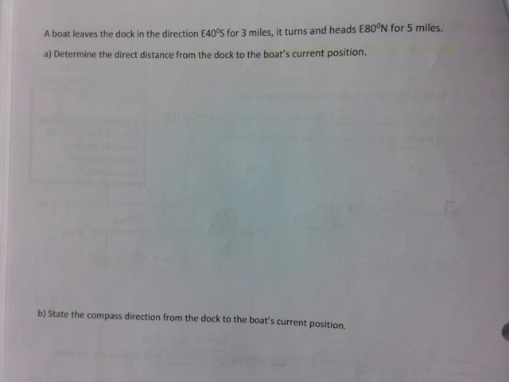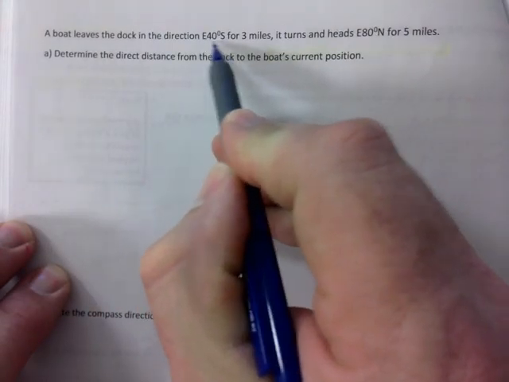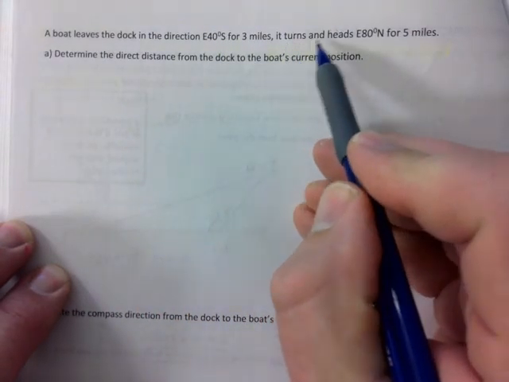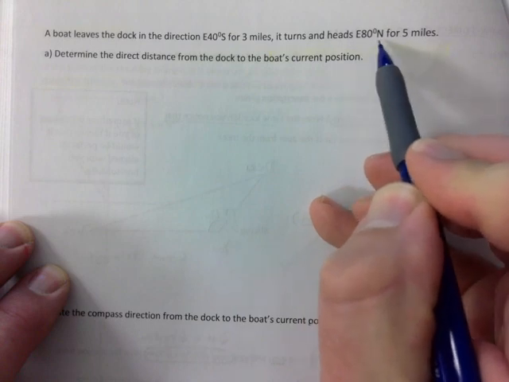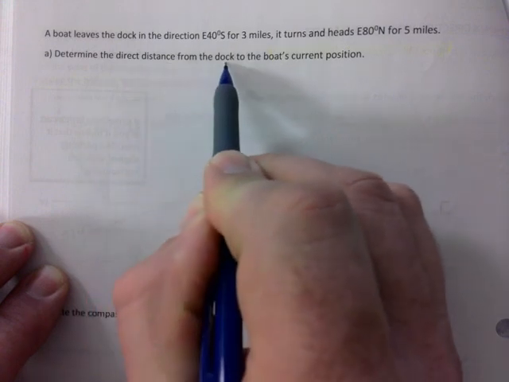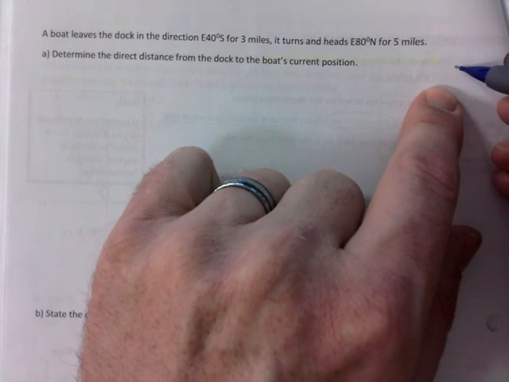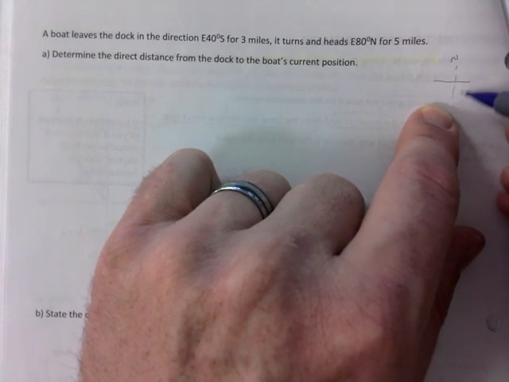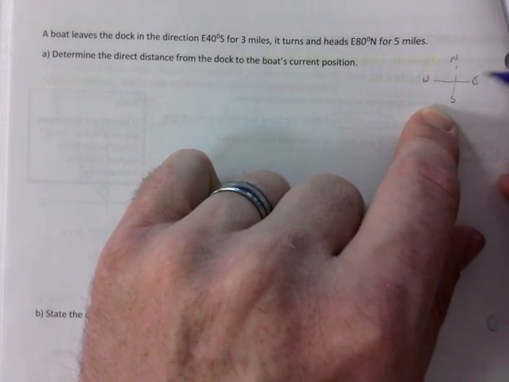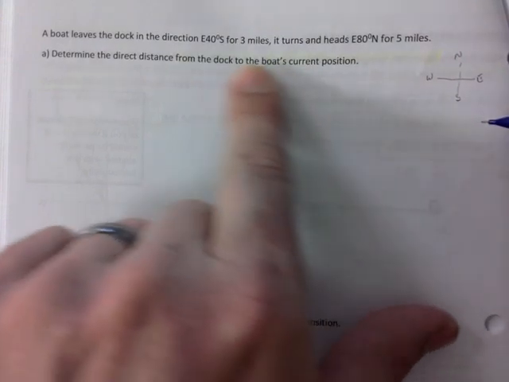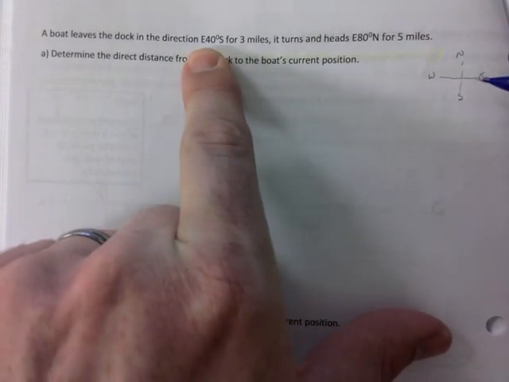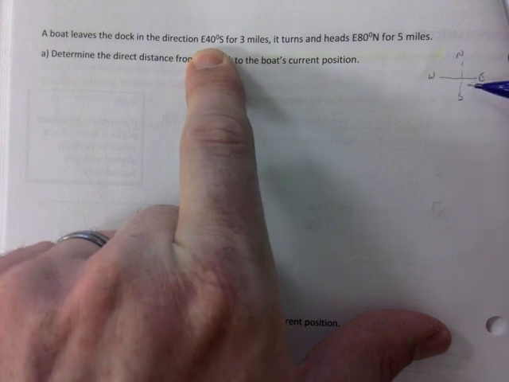A boat leaves the dock in the direction east 40 degrees south for 3 miles. So we've got direction and distance. It turns, then heads in a different direction, distance again. Determine the direct distance from the dock to the boat's current position. So again, on your study sheet, perhaps you have a little north, south, west, east scenario.